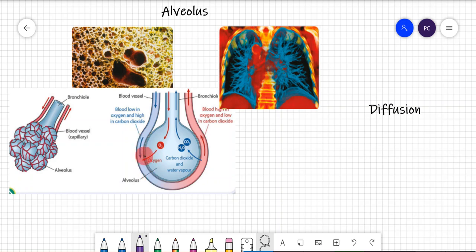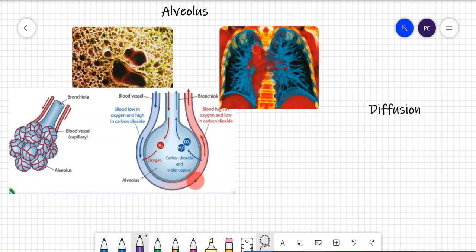And when it goes into the bloodstream, inside the bloodstream we have red blood cells, and the oxygen will attach onto the red blood cells. And then this blood is high in oxygen. There's a high oxygen content in the blood. This is then transported around the body and it goes to the cells.